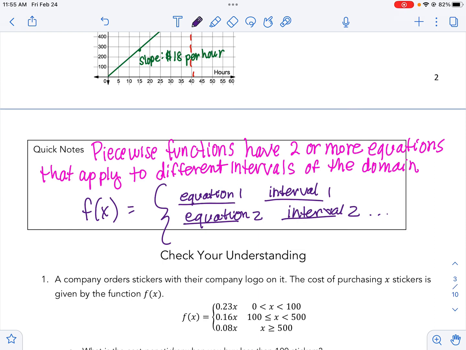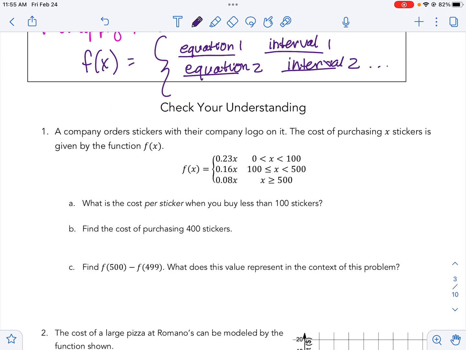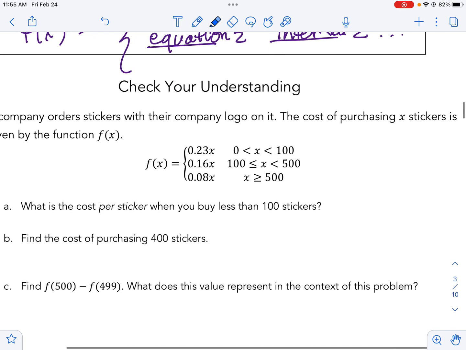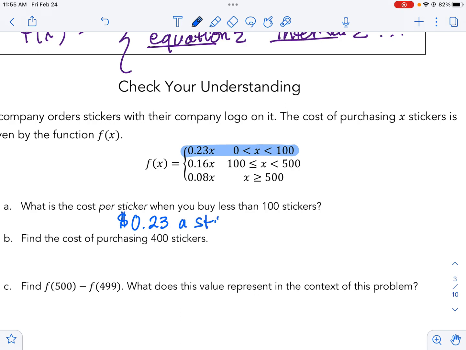All right, so check for understanding. It says a company orders stickers with their company logo on it. The cost of purchasing X stickers is given by this function. What is the cost per sticker when you buy less than 100 stickers? All right, so you have to find when is the domain less than 100, and that's this first part right here. So we're going to use that price, 23 cents a sticker, if it's less than 100.